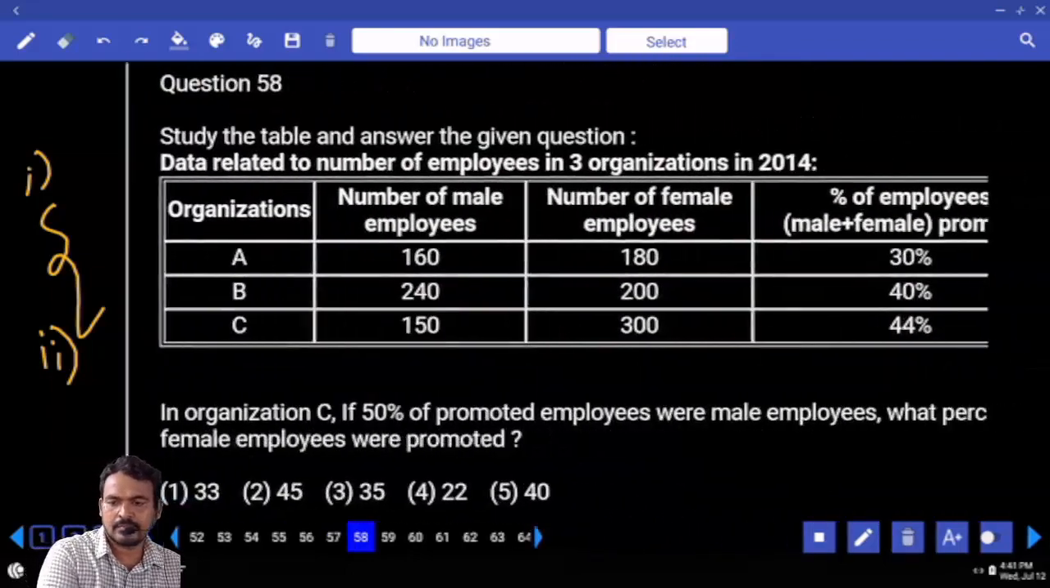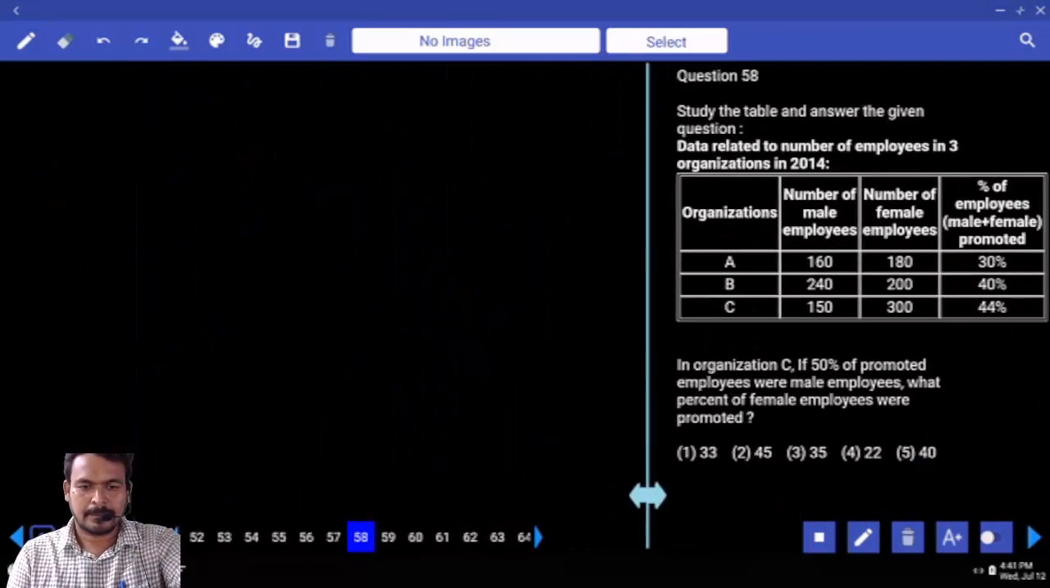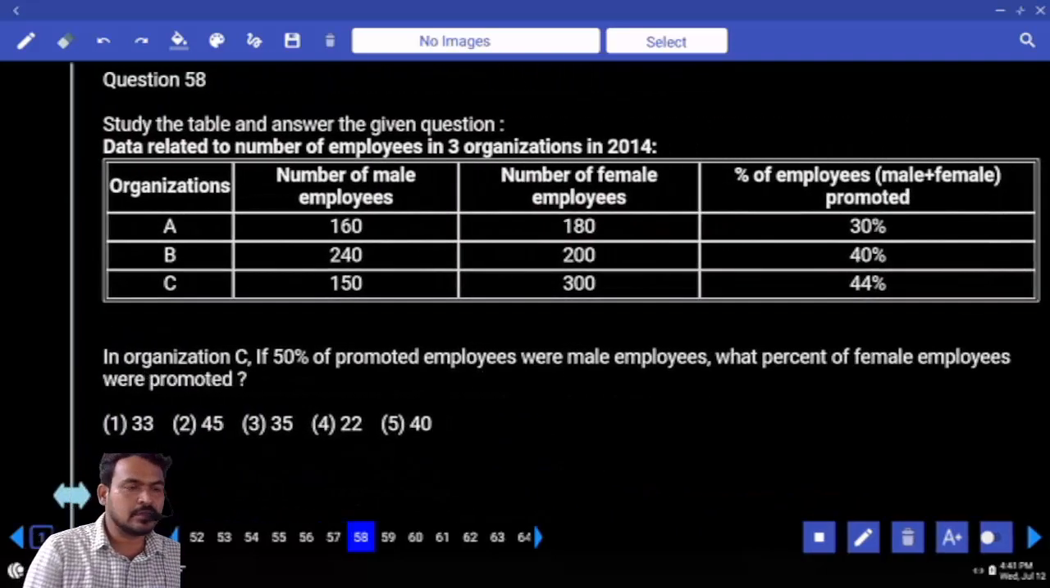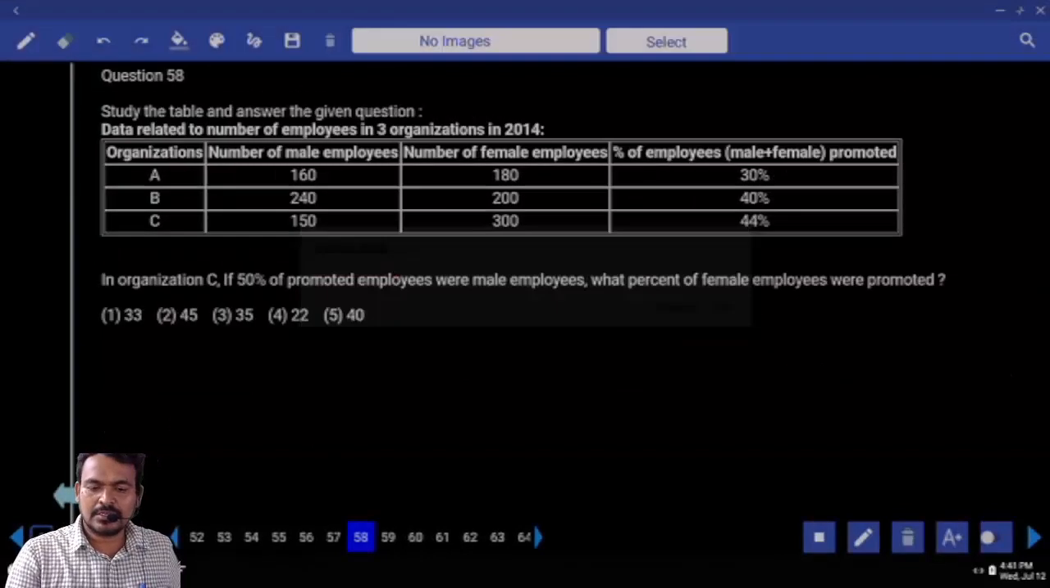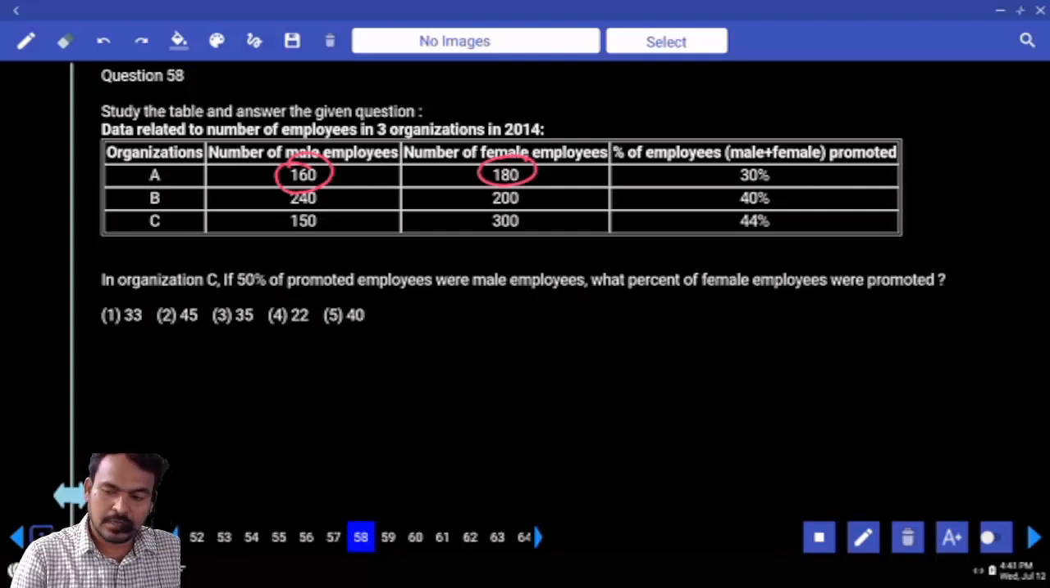Question number 58. Organizations A, B, C are given. Organization A, number of male employees are 160. Organization B, number of female employees are 180. The percentage of male and female employees promoted is 30%. First, organization A and B total employees means 160 plus 180, total 340. In that, 30% are promoted. Means 30% of 340 are promoted.